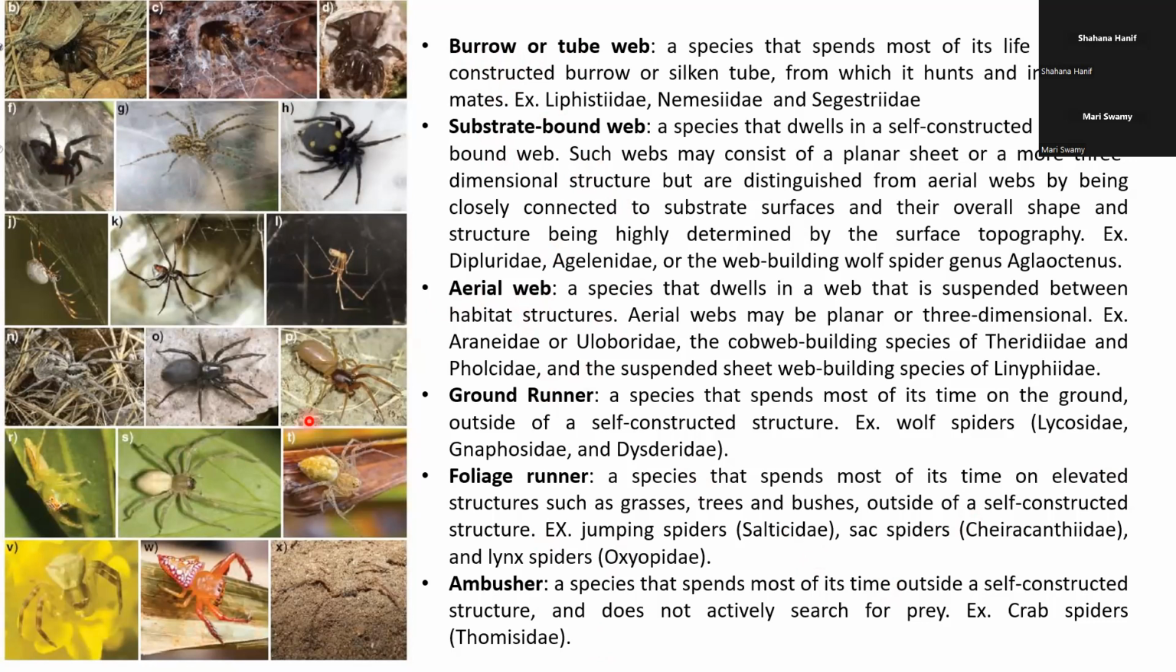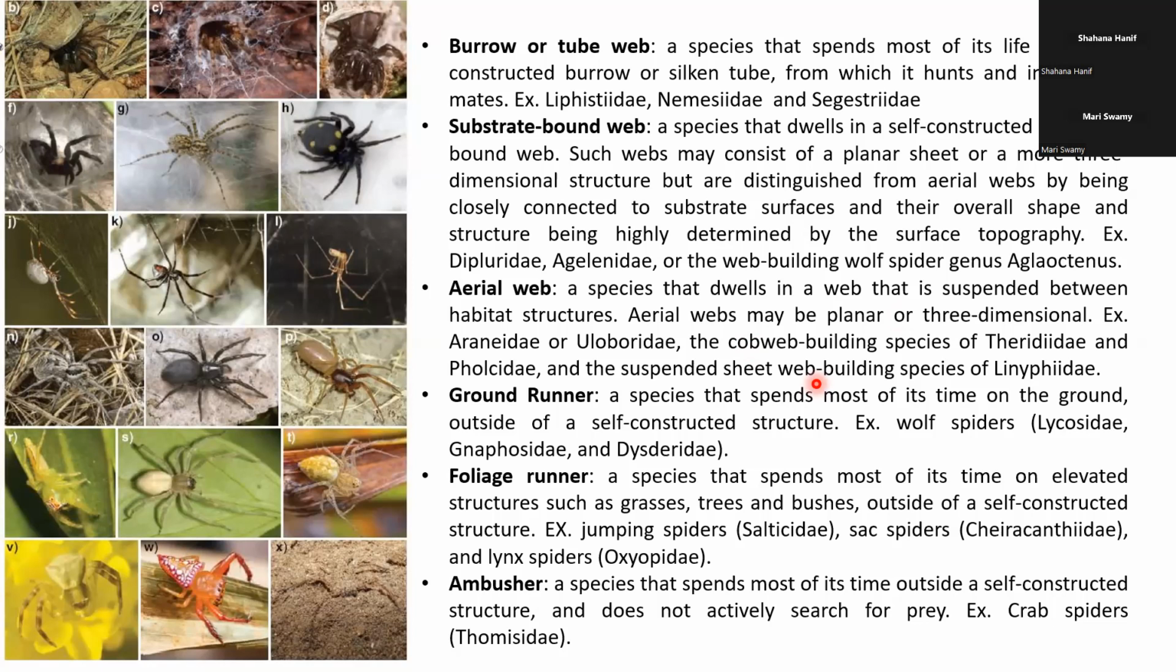Aerial webs, this kind of webs, and then ground runners. You might know wolf spiders. If you know what wolf spiders are, write in the chat box the main characteristic that makes wolf spiders famous. I'll just wait. The main characteristic that made wolf spiders famous is that they carry their eggs on their back. There are many memes and videos. Recently, everyone is beloved with wolf spiders.